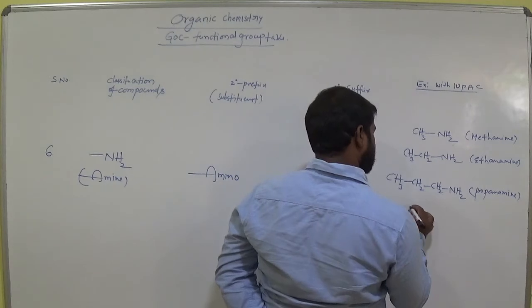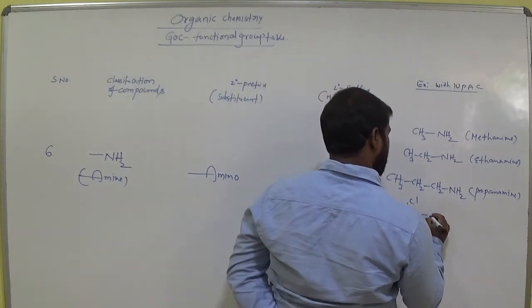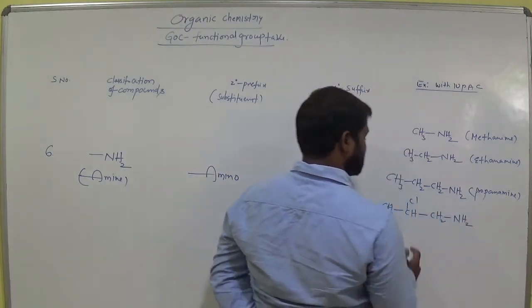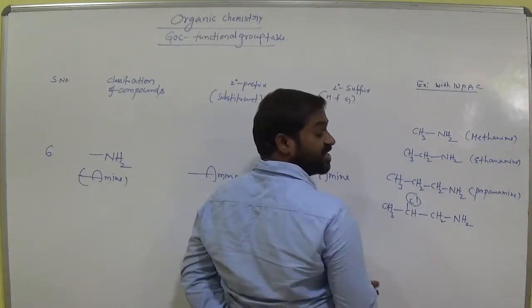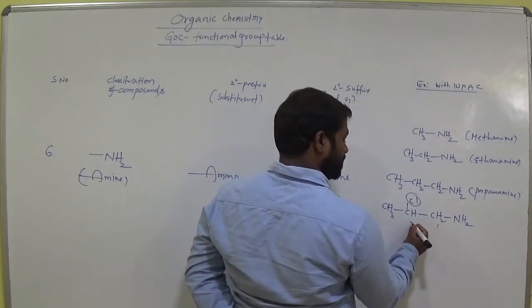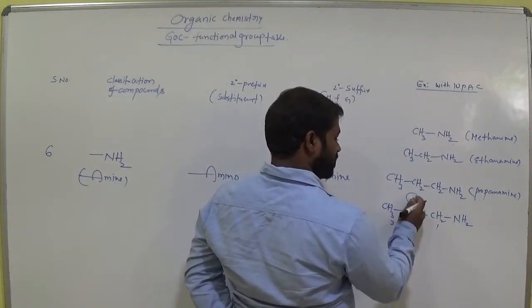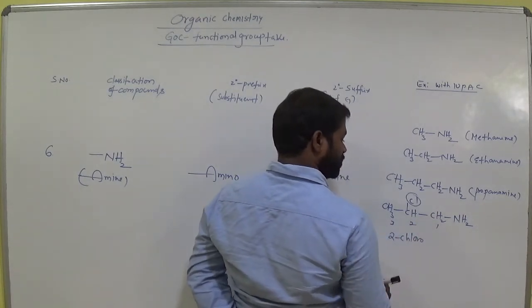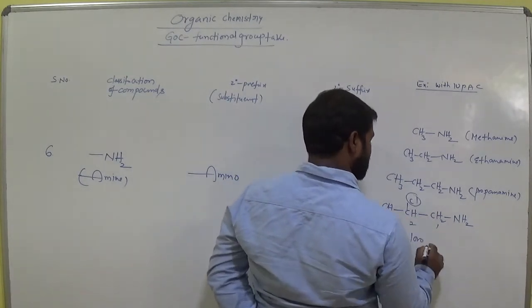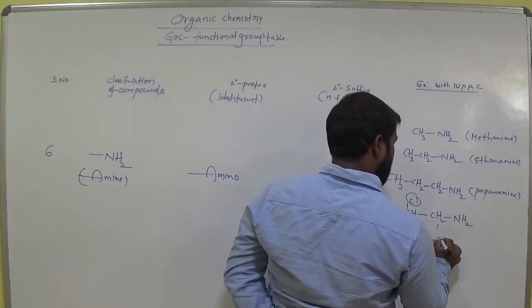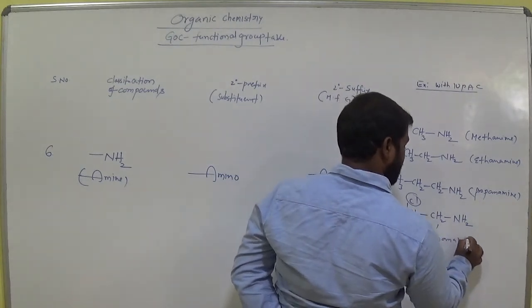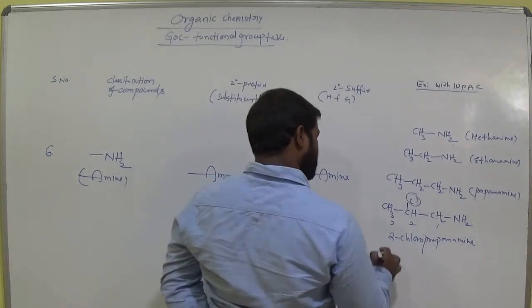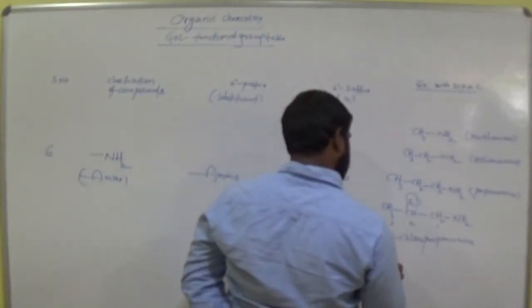So what about this one? CH3 CHCl bond CH2 bond NH2. In this case, chlorine is substituent. This is main functional group. Give the numbering 1, 2, 3. So substituent at second carbon. So 2 chloro. How many carbons in the main chain? 3. So propanamine. Okay, propanamine. Clear?